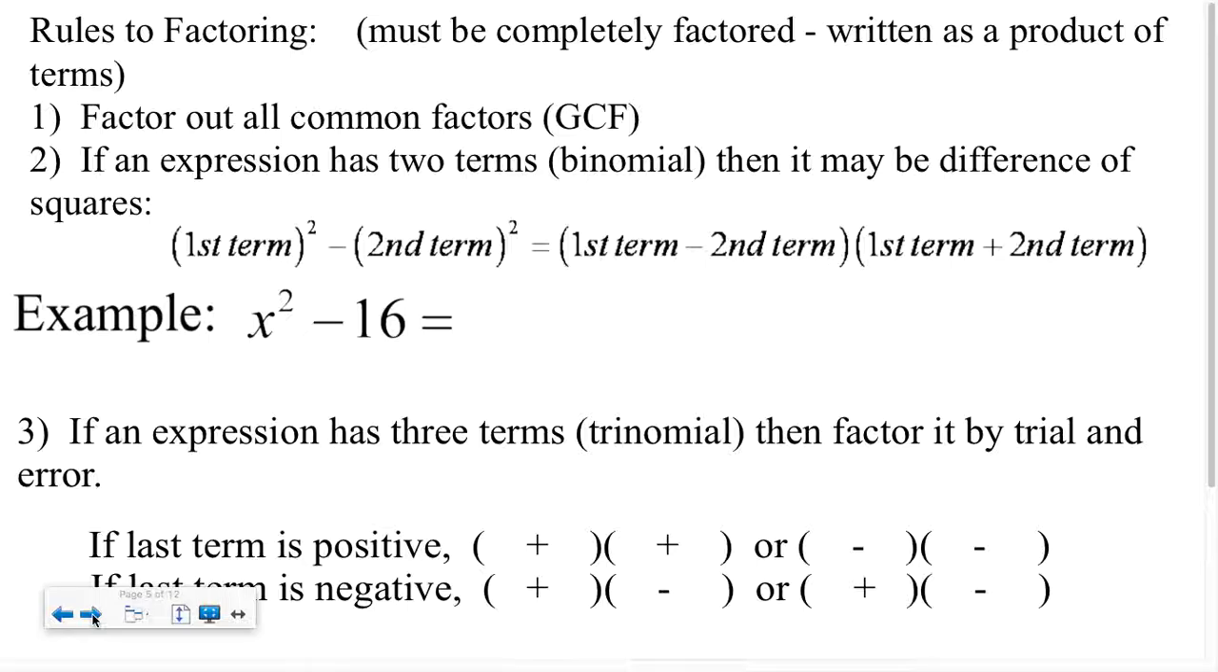You should have all these rules typed out for you. So rule number 1, factor out all the common factors. You're looking for the GCF first. It's the rule that most students forget. So that is the rule we need to remember.